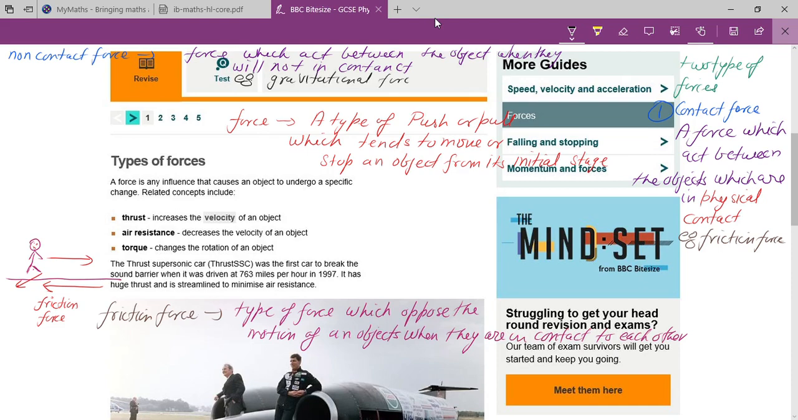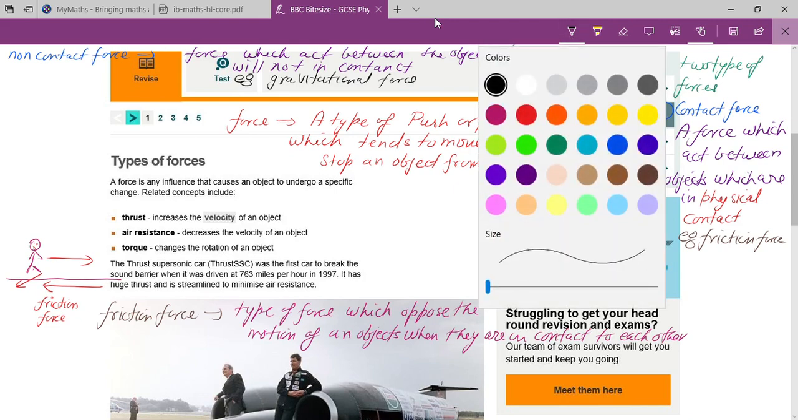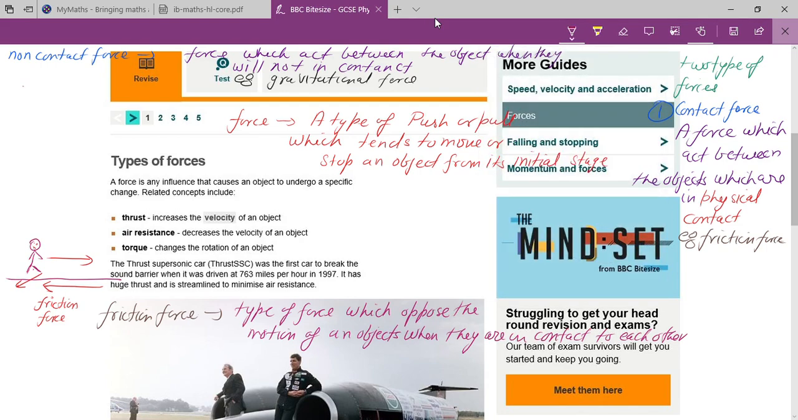Gravitational force. Gravitational force always acts between two objects which are not in contact. You can understand this like the sun and the earth. There is a distance between the two objects, and whatever force acts between them is your gravitational force.